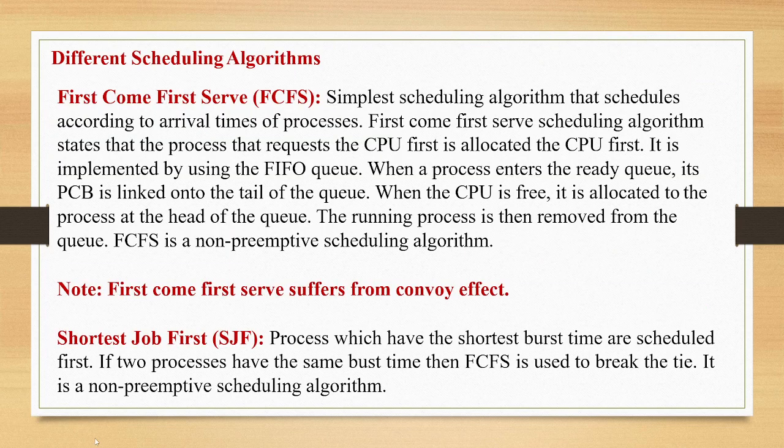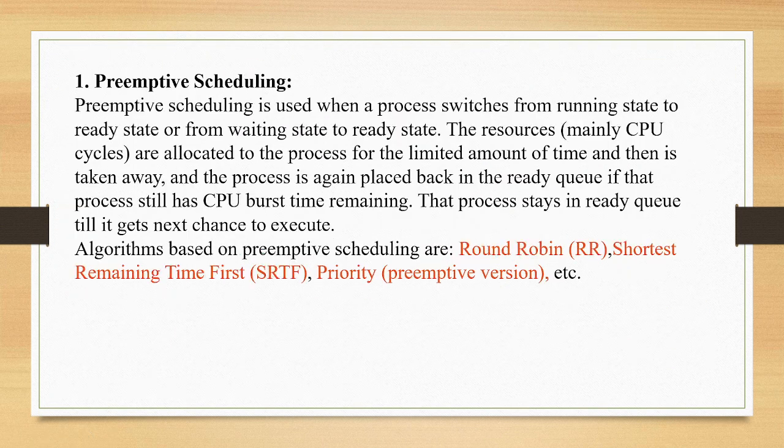Now, what are the different types of CPU scheduling? First, you have to know the types of CPU scheduling. First one is preemptive CPU scheduling. What is the meaning of preemptive scheduling?